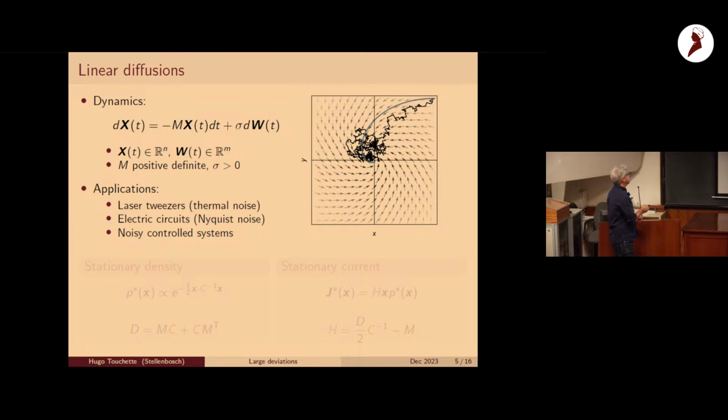M is an n by n matrix. The sigma will be an n by m matrix. And then we are choosing M to be positive definite in order to have a steady state. So under those conditions, then you reach a steady state in the Fokker-Planck equation.